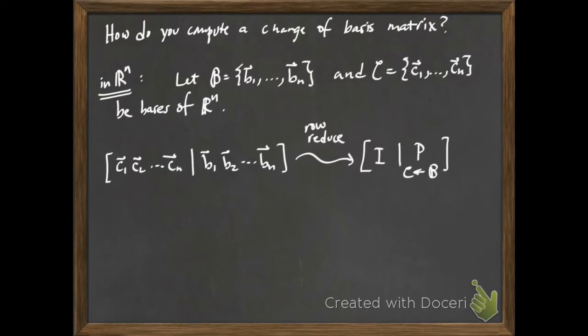The fact that C forms a basis tells me that when I row reduce, I'm going to get the identity matrix here on the left, and the matrix I end up with on the right is the change of coordinates matrix from B to C. And if you want to go the other way, you can either switch the roles of the column vectors and row reduce again, or note that the change of coordinates matrix from C to B is just the inverse of the change of basis matrix from B to C.